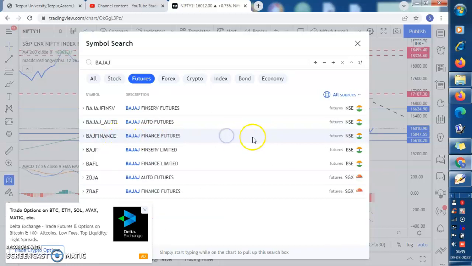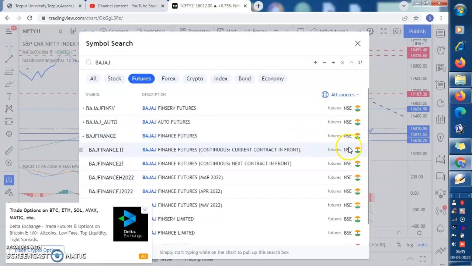futures. Sorry, my mouse is flickering a bit. Let me see whether I can resolve it.